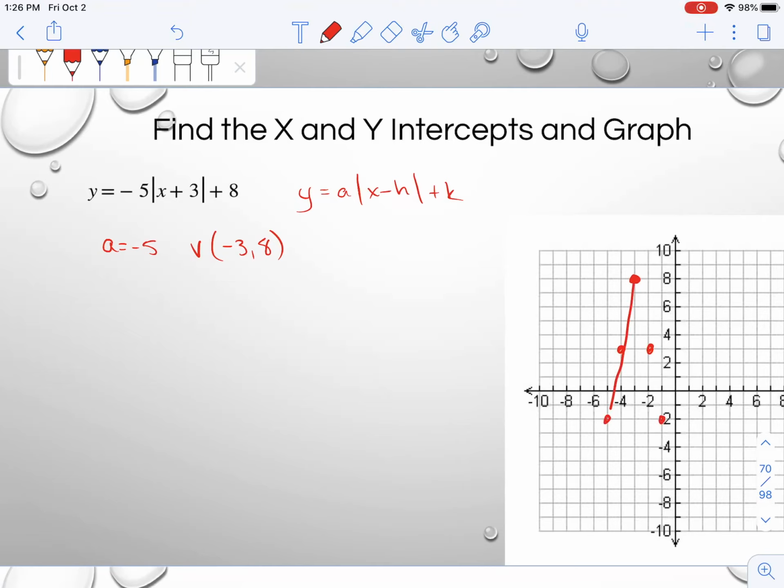It's going to look something like this. Okay, easy peasy, nothing to it. Should be pretty straightforward, and again, from graph shifting.